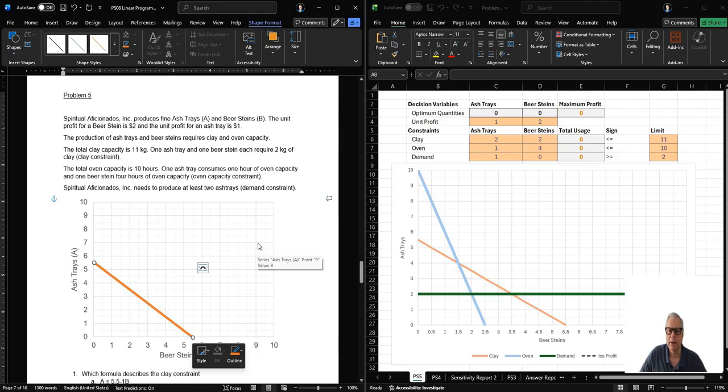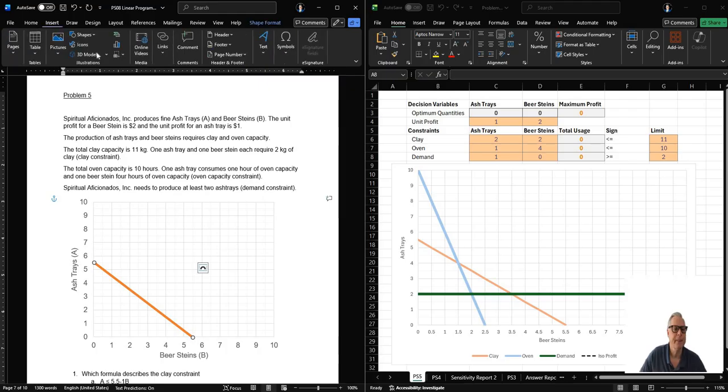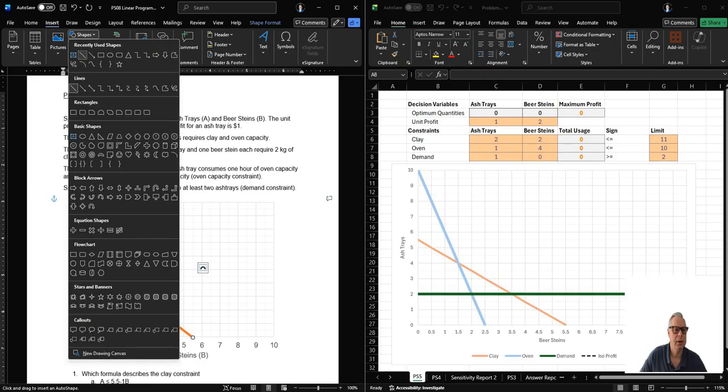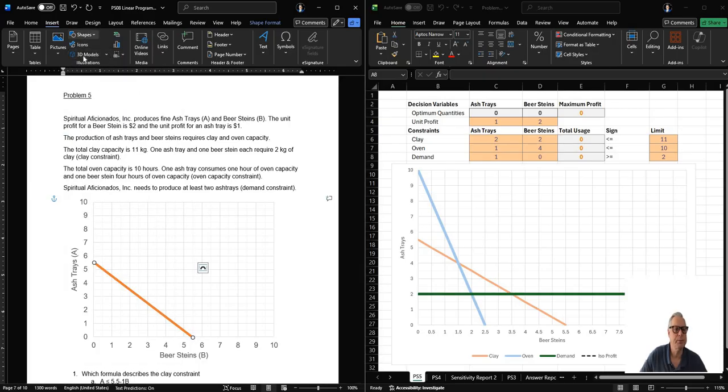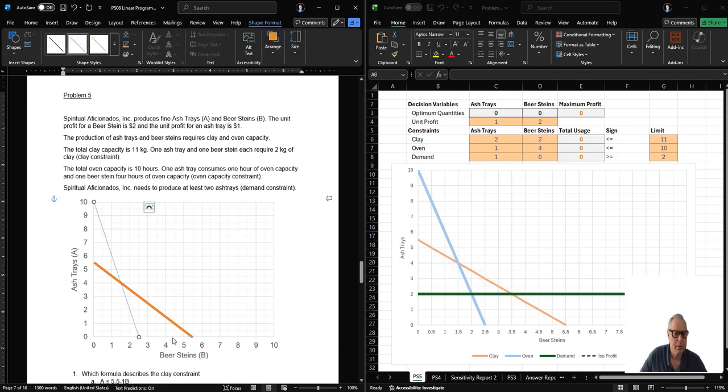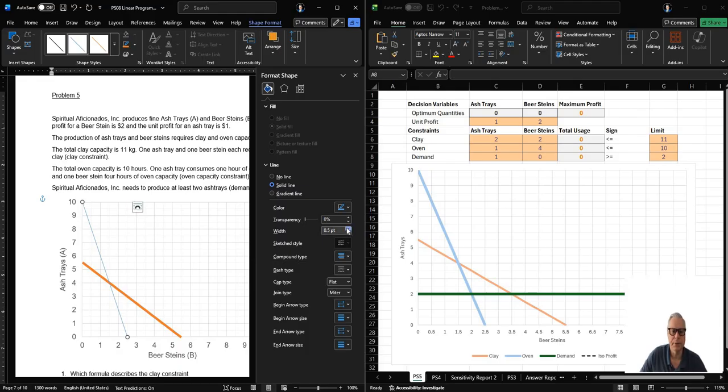Then the oven constraint, which is here blue, insert, shapes, and then a line that goes from 10 to 2.5. So format shape, let's make it a little bit bigger too.